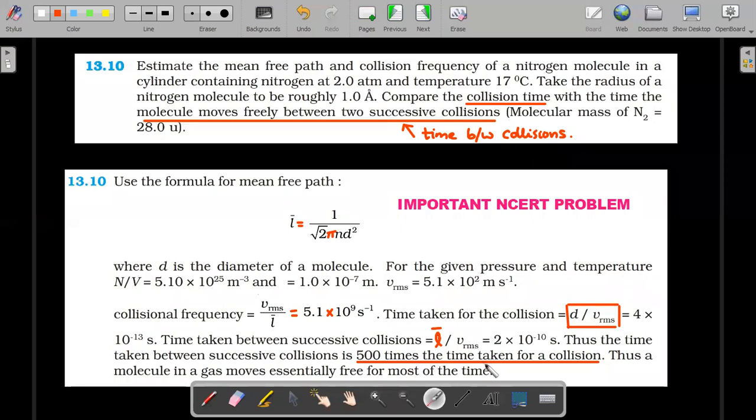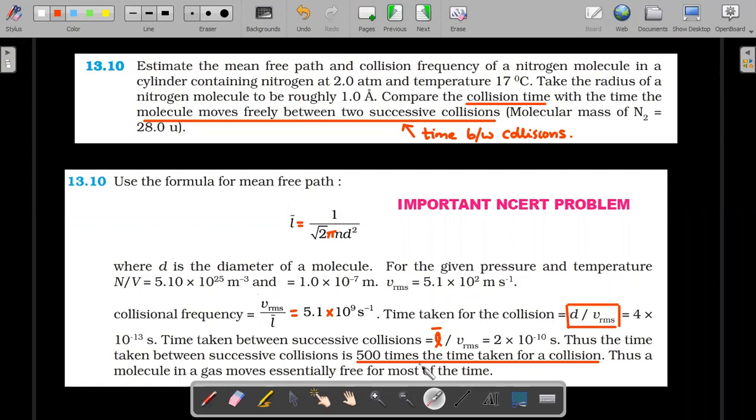Okay, that is what the case of an ideal gas is all about. Because this value is very large, we can ignore the collisions between the molecules. When KTG says we ignore the collision between the molecules, it's not actually that they're not happening, but they are happening so less frequently, and molecules are moving almost freely, that our KTG works. So thus a molecule in a gas moves essentially free for most of the times.